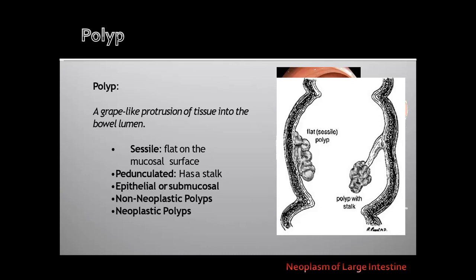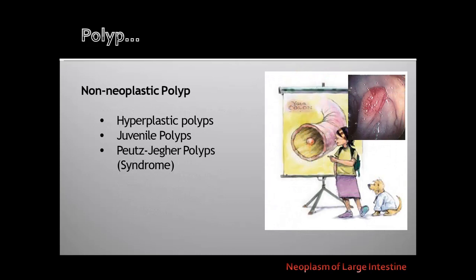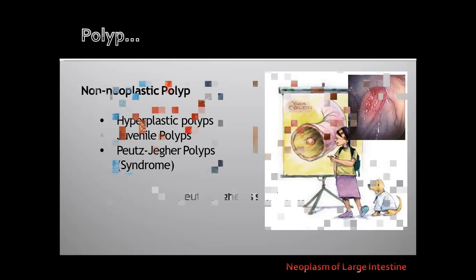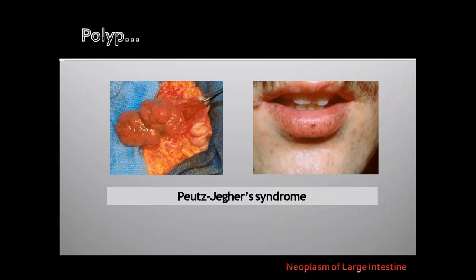The polyps can occur singly, synchronously in small numbers, or as part of the polyposis syndromes. The non-neoplastic polyps are hyperplastic polyps, juvenile polyps which occur in children less than 5 years of age, and the Peutz-Jeghers syndrome. In Peutz-Jeghers syndrome, the polyps are mainly in the duodenum, small intestine, and the colon, and it is also associated with orocutaneous melanin pigmentation.